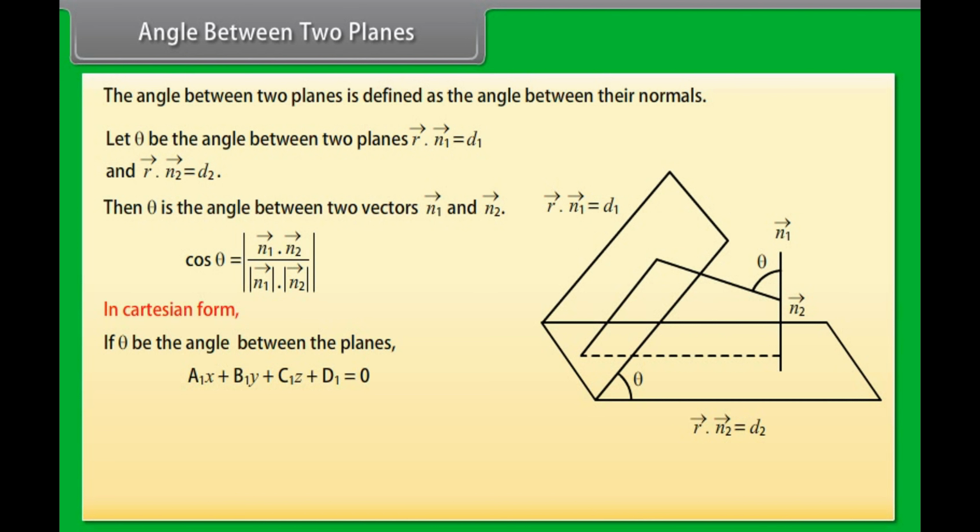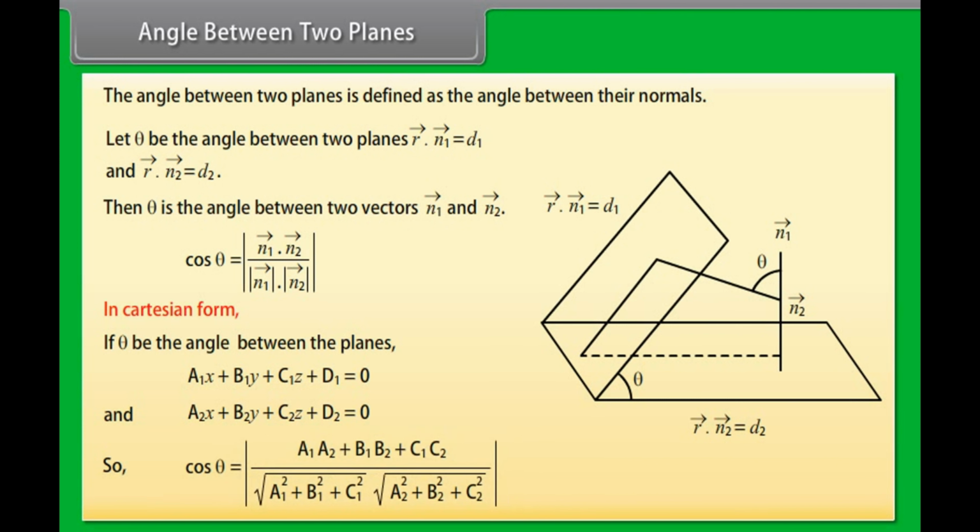plus d1 equals 0 and a2x plus b2y plus c2z plus d2 equals 0. So, cos theta equals the modulus of a1 a2 plus b1 b2 plus c1 c2 divided by square root of a1 square plus b1 square plus c1 square into square root of a2 square plus b2 square plus c2 square. Distance of a point from a plane.